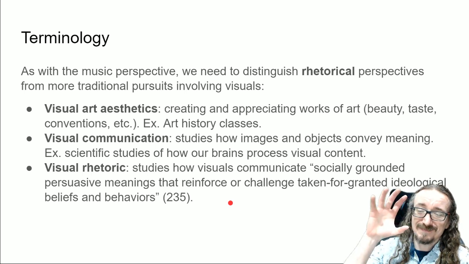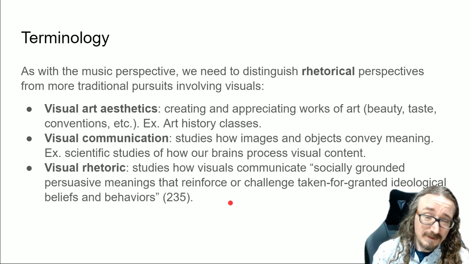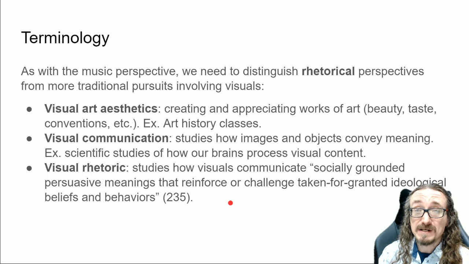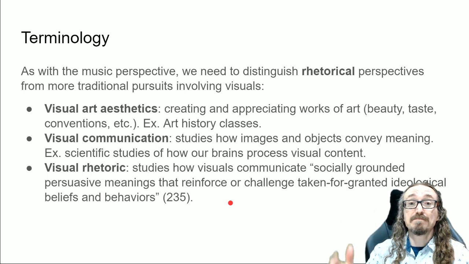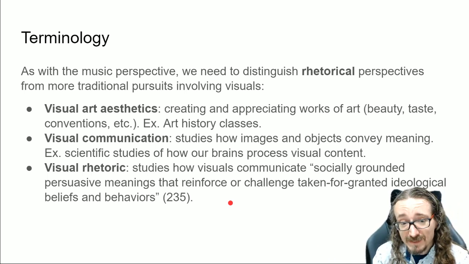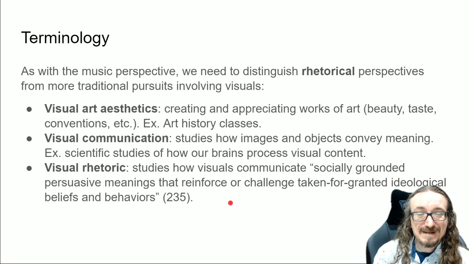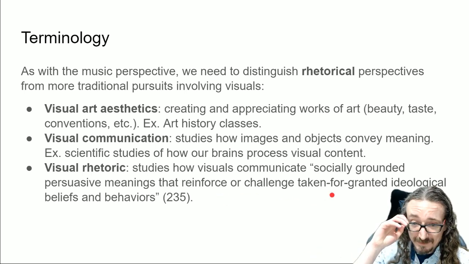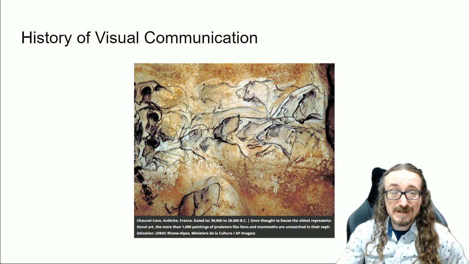So what we're looking at is, okay, you've got these visuals out there, pictures, images, whatever the case may be. They're communicating something. Okay, but is what they're communicating persuasive somehow? And more particularly, is it beyond just a simple persuasive message like an advertisement? Is there something bigger going on, some broader ramifications of that? Especially if you see hundreds and hundreds of these sorts of images, or even thousands across a month or a day. Do they add up to reinforce or challenge some kind of taken-for-granted ideological belief or behavior? In other words, the hegemony, if you remember that from the Marxism and the feminism chapter.